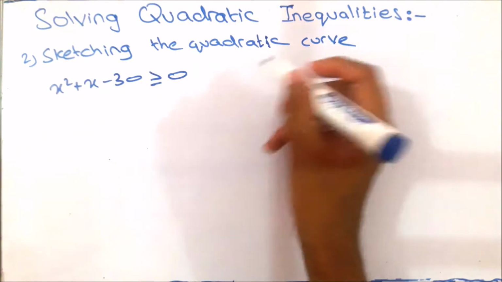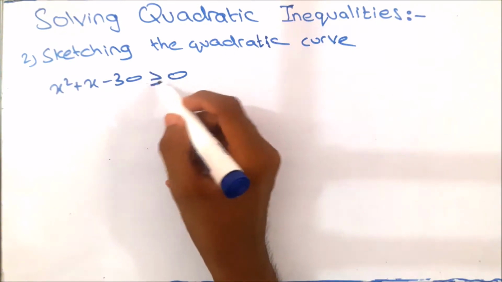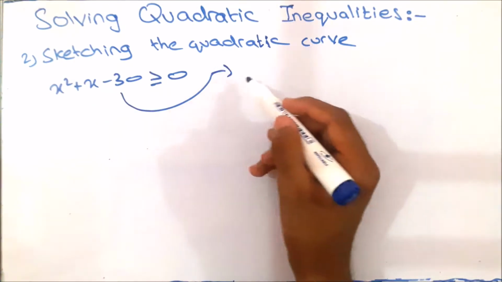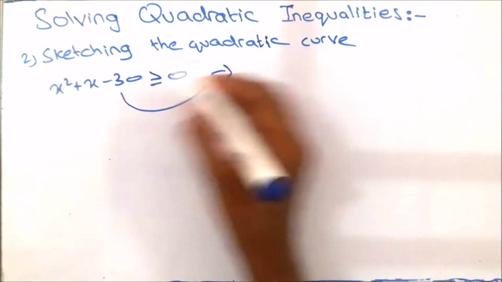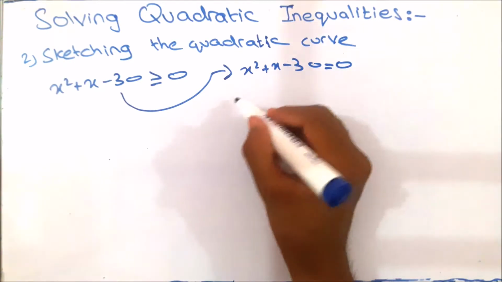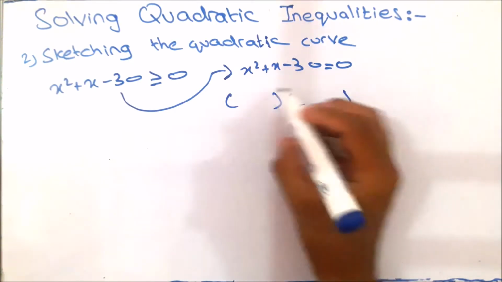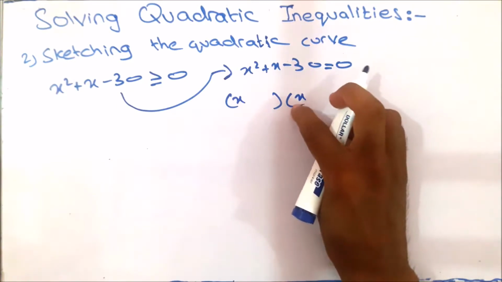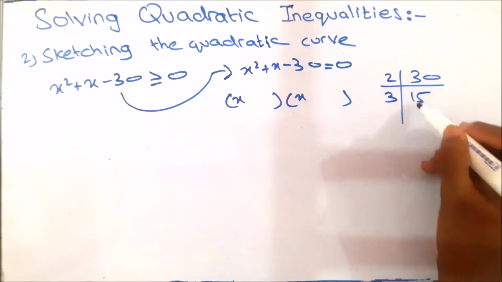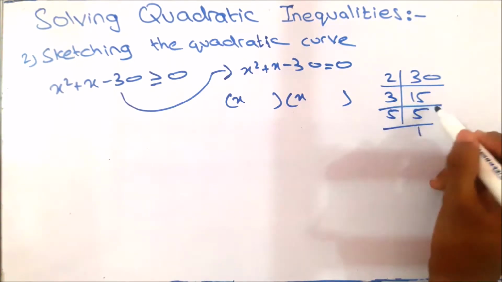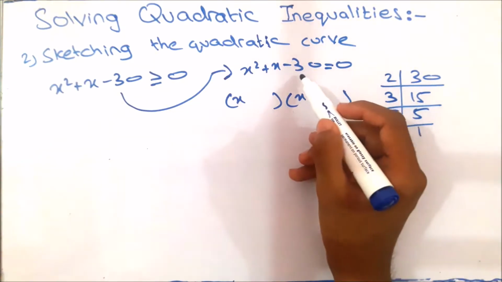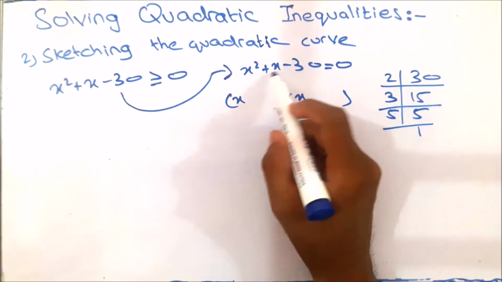Okay, so the first step is we just put an equal to sign over here instead of the inequality sign, just for the time being. Let's rewrite it: x squared plus x minus 30 is equal to 0. By using the factoring method, we need two numbers which when we multiply we get minus 30, and which when we add we get plus 1.